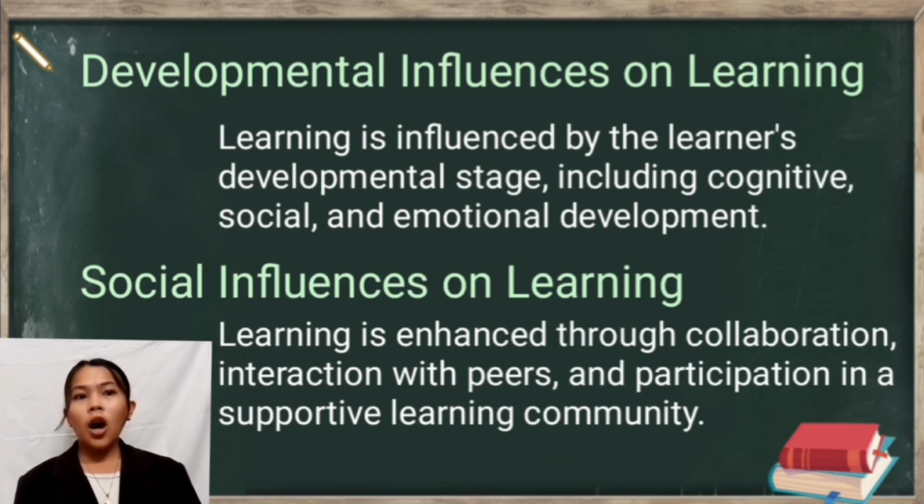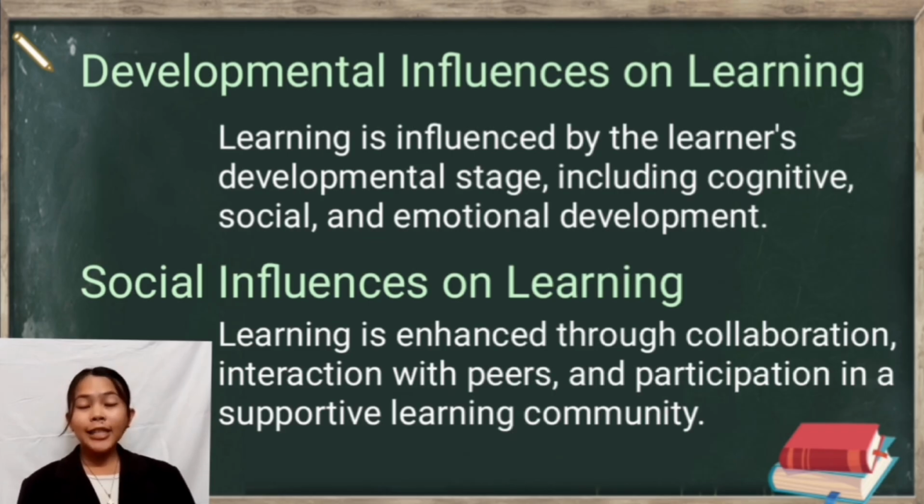The second principle of developmental and social factors is the social influence on learning. Learning is enhanced through collaboration, interaction with peers, and participation in a supportive learning community. This means that students learn best when they are actively involved in the learning and have opportunities to interact with others. Group projects, peer tutoring, and classroom discussion are all examples of ways to promote social interaction in the classroom.